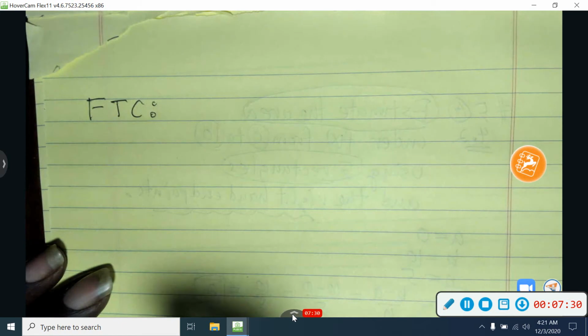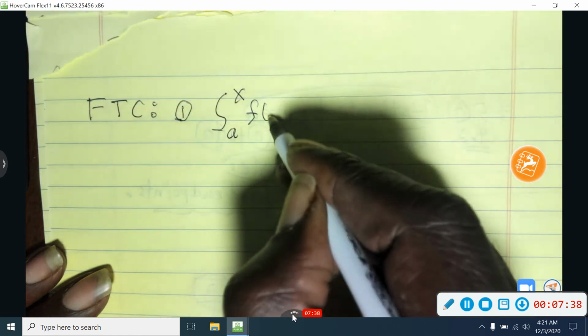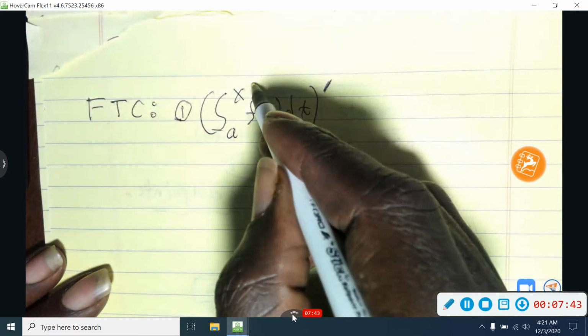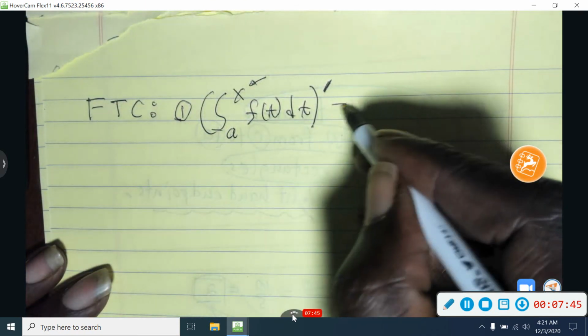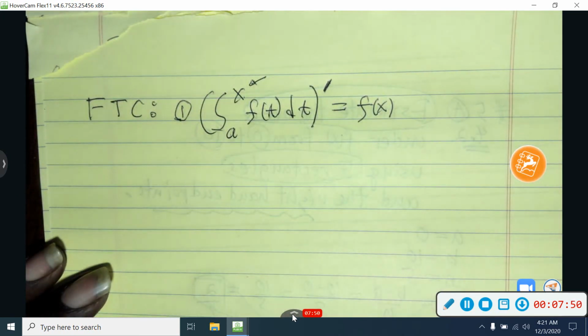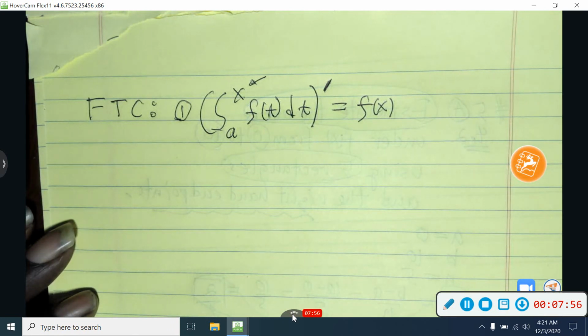So before we do this, I'm going to remind you about the fundamental theorem of calculus, FTC. Part 1 said this: if you look at this function and take the derivative of it as a function of x, it claims that the derivative is just f of x. You just put the x in for t. It's quite easy to differentiate this function.